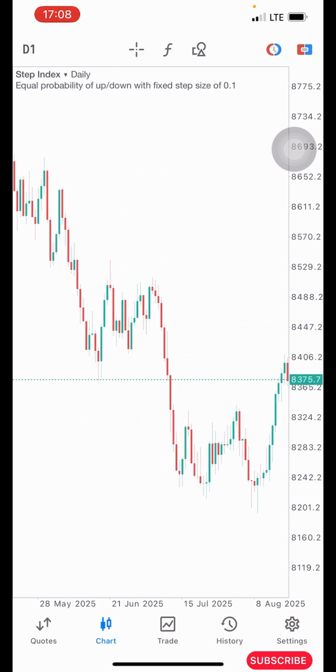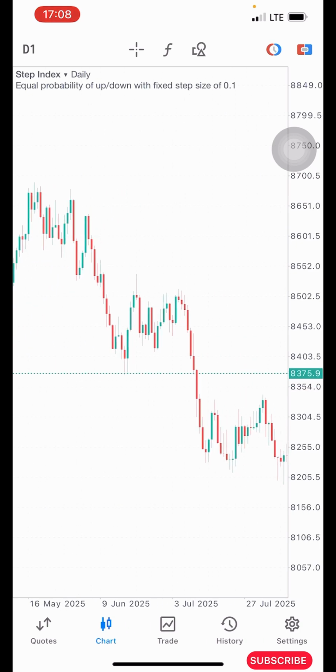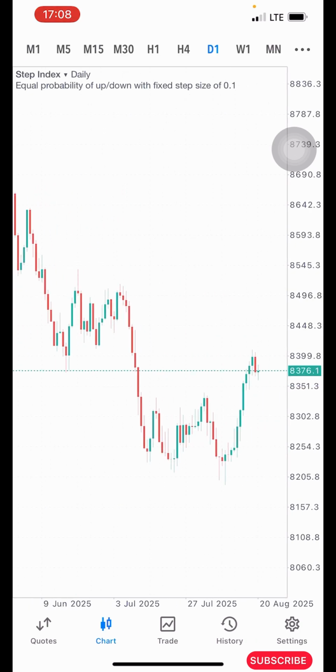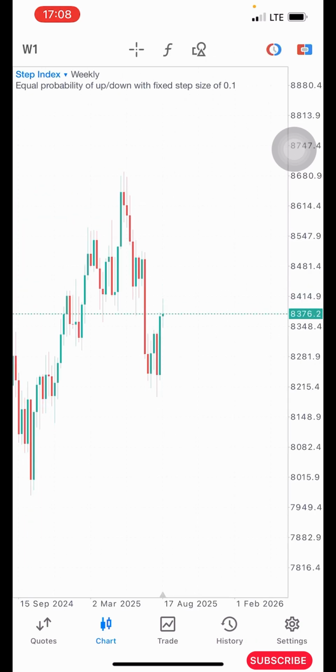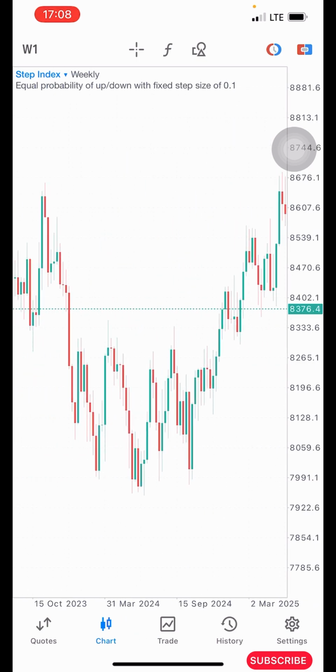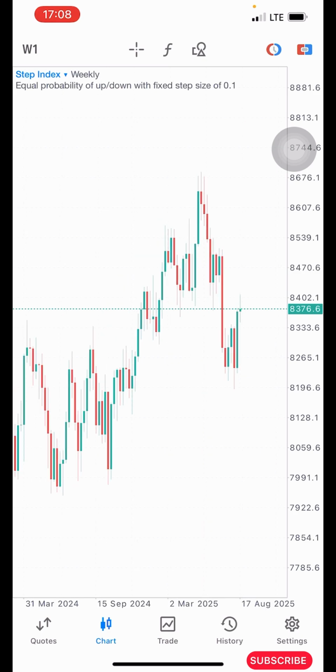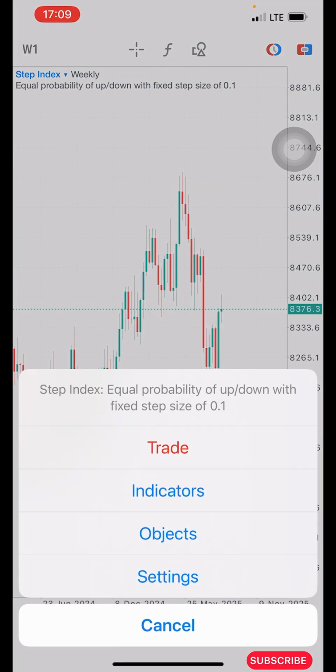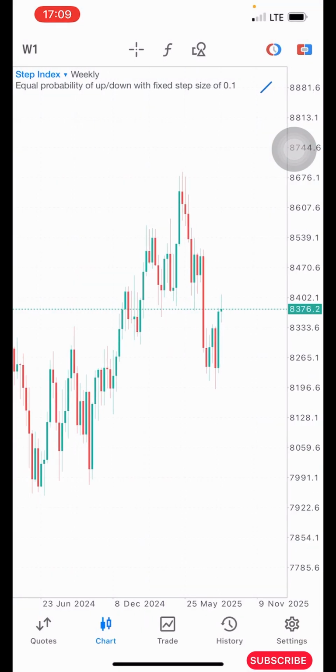First of all, I go to the higher time frame to do my analysis. I want to know the trend of the market, whether we are in a downtrend or in an uptrend. So from the weekly, you can see that the market is kind of going up. But this is what I'm seeing here.